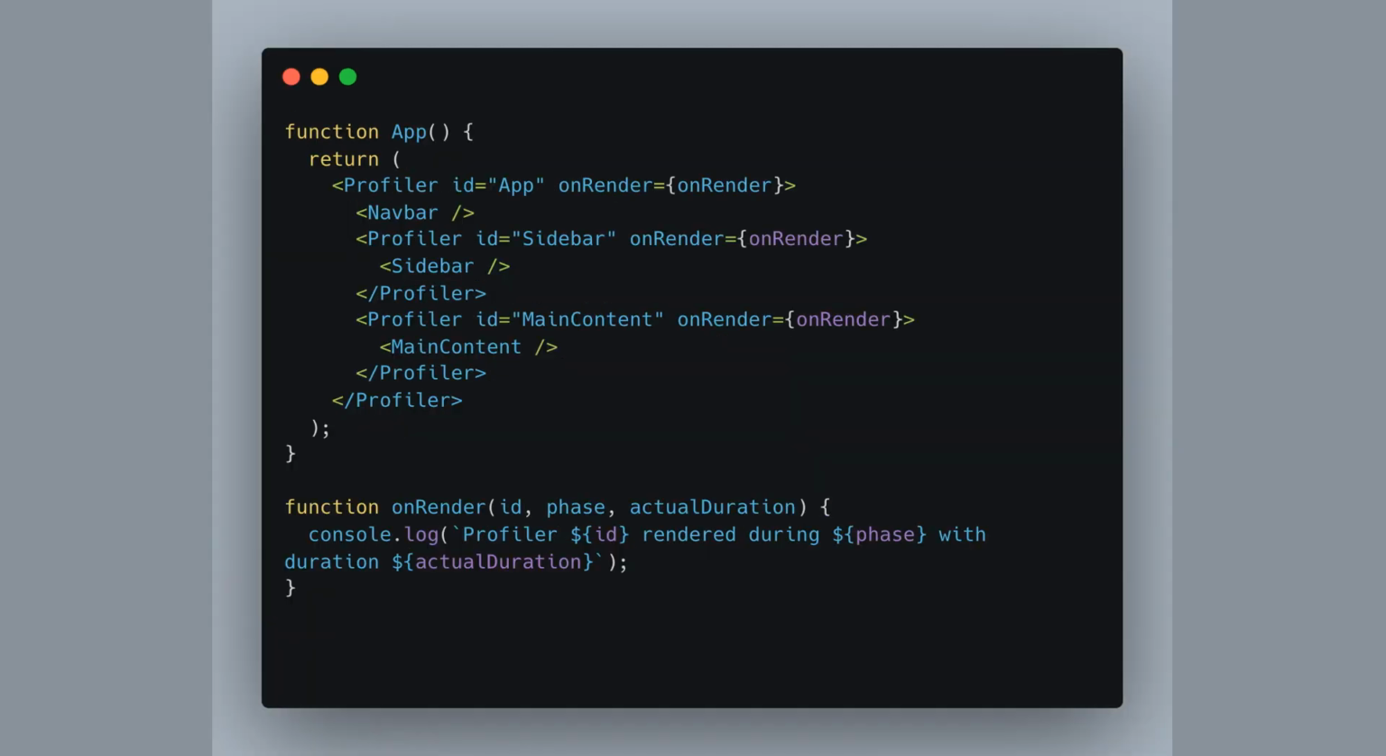Imagine you're a detective, and you want to understand every layer of an application's performance. By using nested <Profiler> components, you can do just that. You place a <Profiler> around each major section, like the navbar, sidebar, and main content. As they render, you get fine-grained data for each part, which you can log or aggregate to uncover the most resource-hungry elements, making your app as efficient as a well-oiled machine.